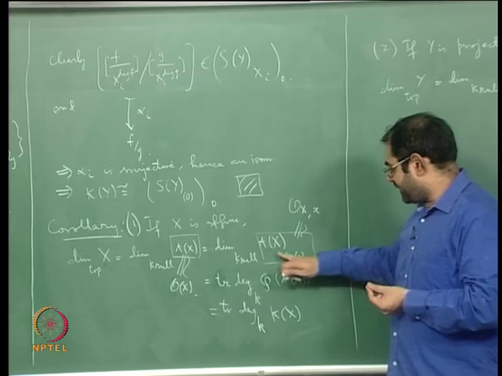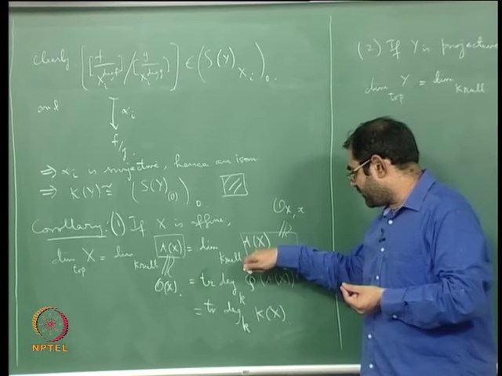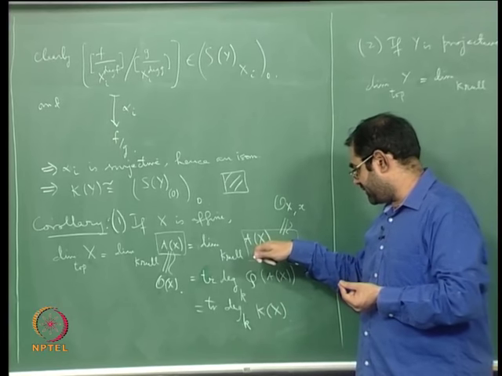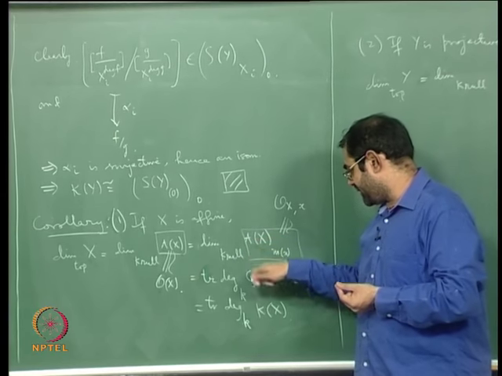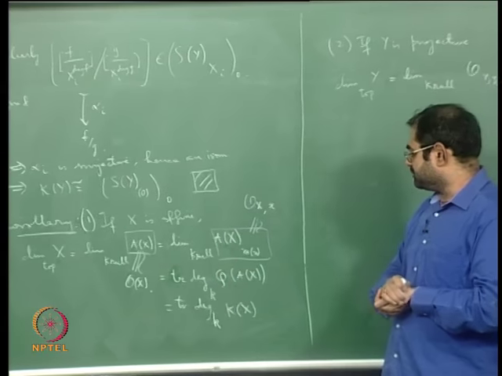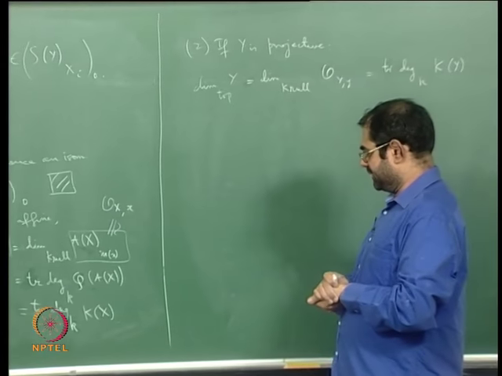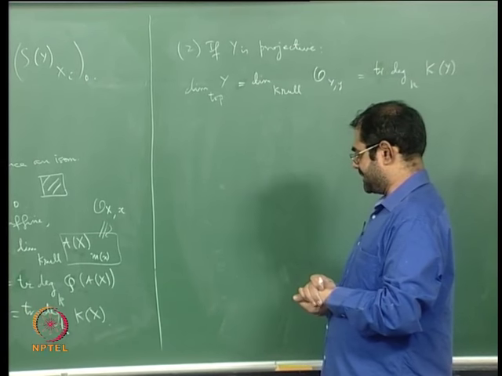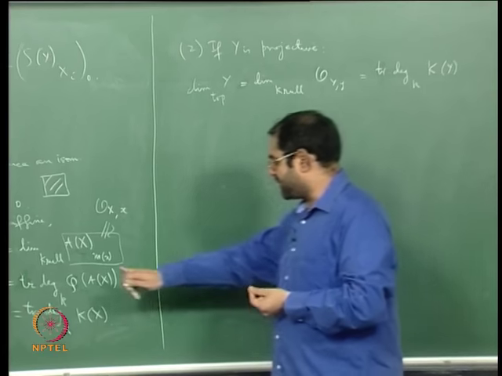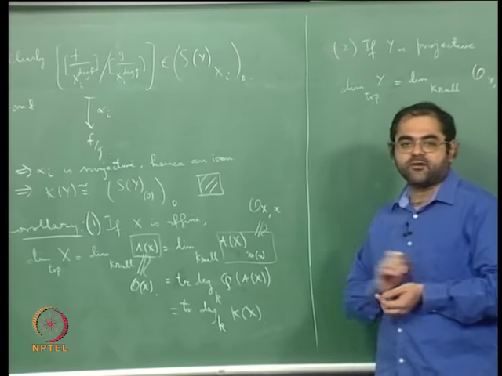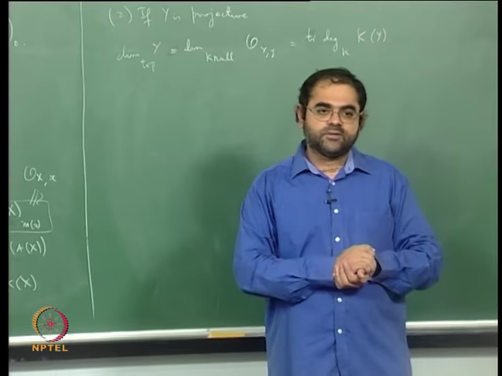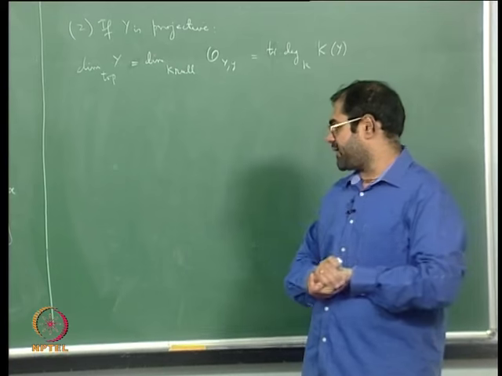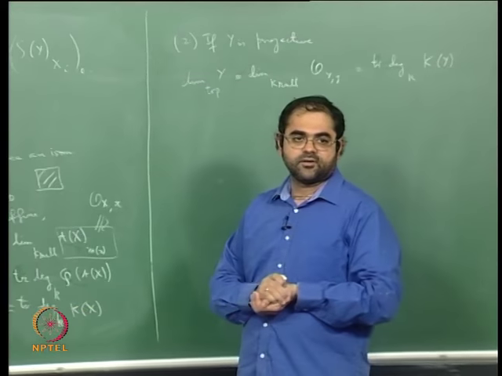And this equality comes from a formula that I have stated earlier. If you have a finitely generated K-algebra which is an integral domain, then the transcendence degree of the quotient field of that integral domain is the same as the Krull dimension of that algebra, okay.